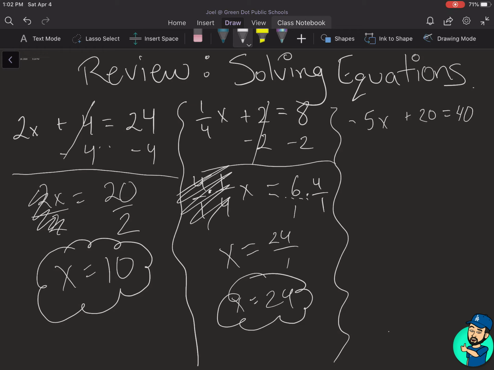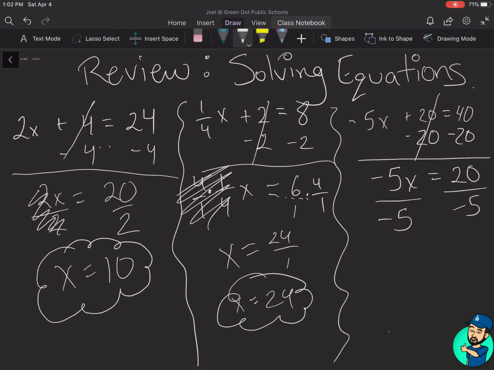Now on the right-hand side, even though you see a negative, it's still going to be a two-step equation. So I need to subtract 20 from both sides. I bring down the negative 5x. I bring down the equal sign. 40 minus 20 equals 20. Now I need to divide both sides by negative 5. Not just by 5, but by negative 5 to get rid of this.